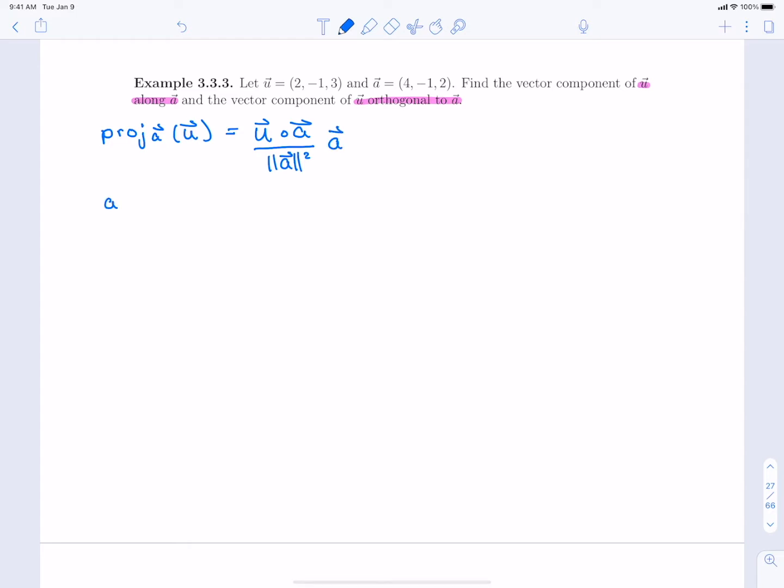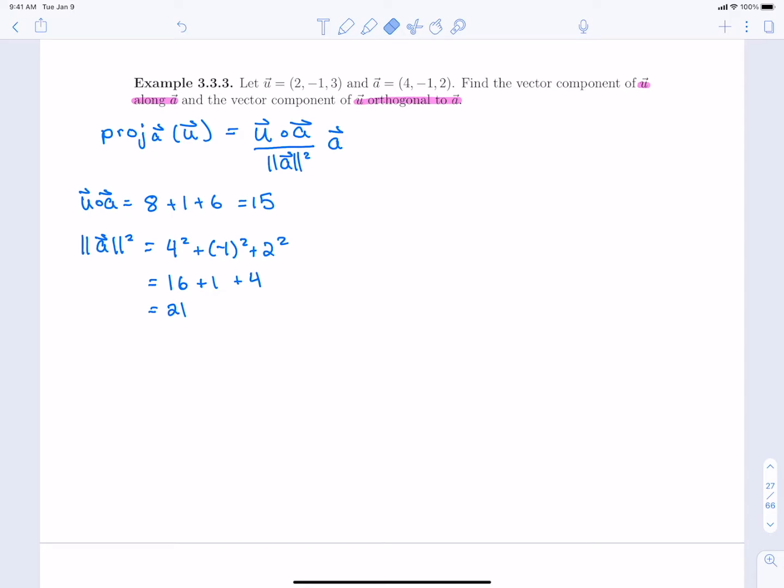So let's start by finding the dot product of u and A. That'll give me 8 plus 1 plus 6, which brings me to 15. Now, the magnitude of A squared is the same as going 4 squared plus negative 1 squared plus 2 squared, and we don't have to take the square root of it, because if we took the square root and then squared it, they would just cancel each other out. And so this gives me 16 plus 1 plus 4, which equals 21.